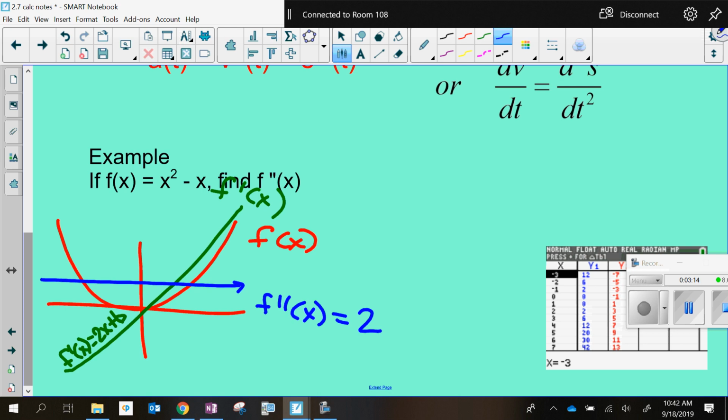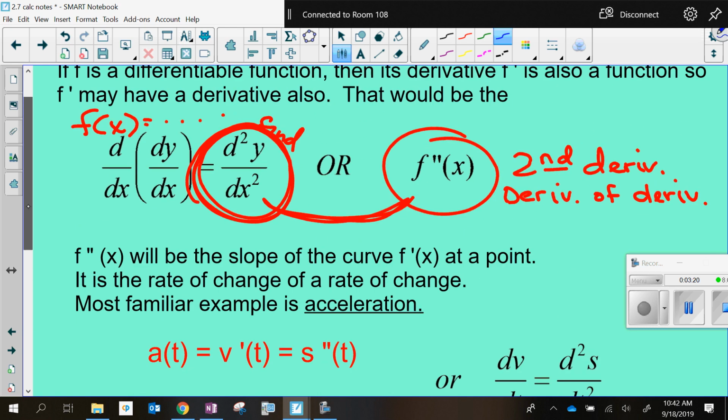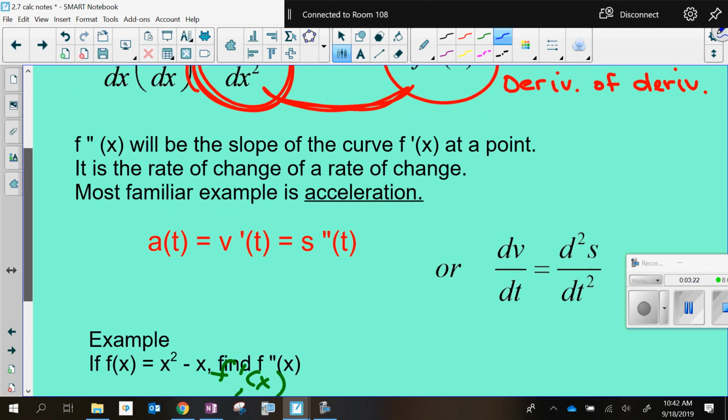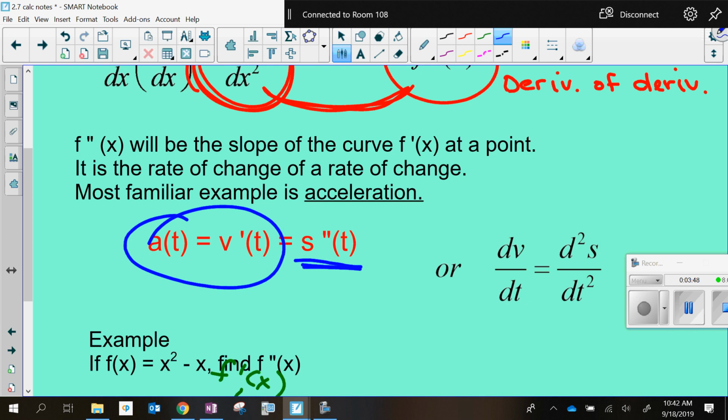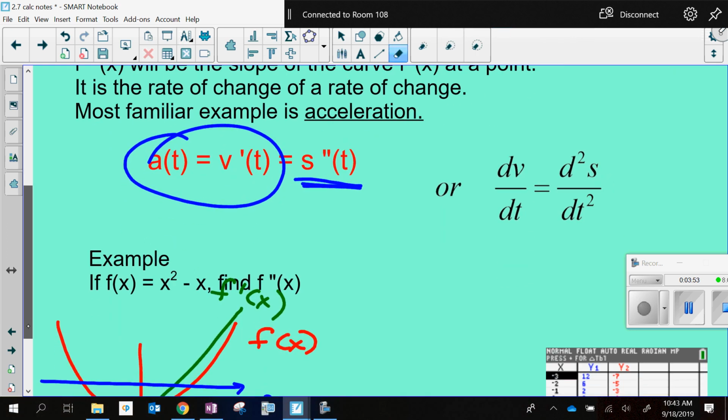All right, so let's go and do one. F double prime will be the slope of f prime. It is the rate of change of a rate of change. And have you all taken physics? Or are some of y'all taking it now? You're taking it now. Okay. Acceleration is the most common second derivative. It's the second derivative of the position function. So if you want to find the acceleration, you're going to use the second derivative.